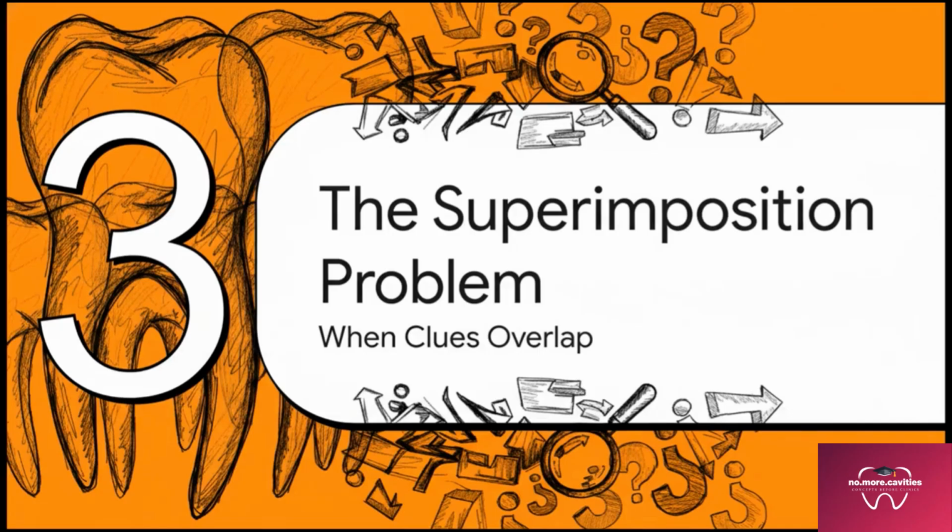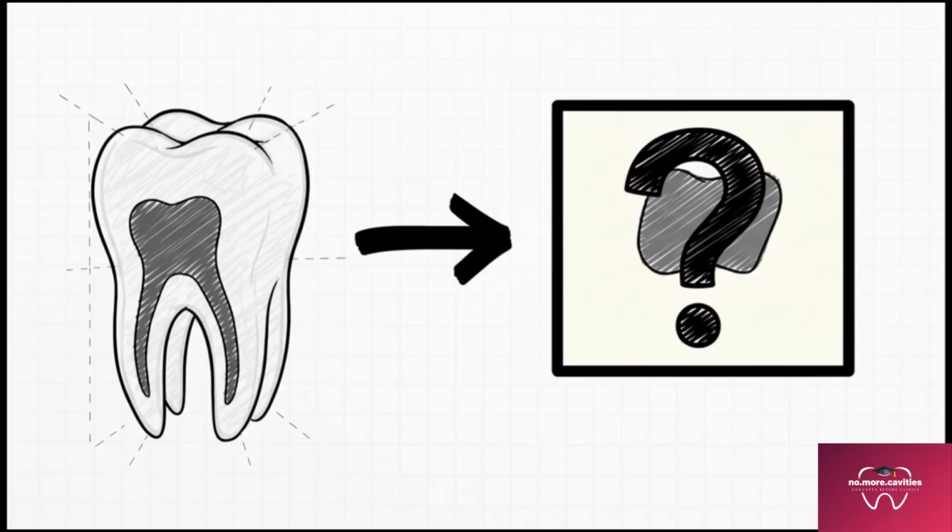But this is where the real challenge kicks in. What happens when all the clues, or even the tooth roots themselves, are stacked right on top of each other? This is what we call the superimposition problem, and it can turn a simple x-ray into a serious puzzle. This really gets to the heart of it. On an x-ray, you can see things side to side, you can see them up and down, but what you can't see is front to back.